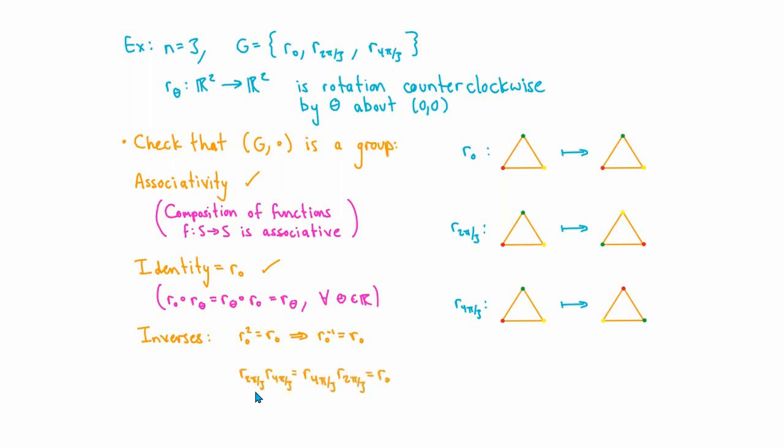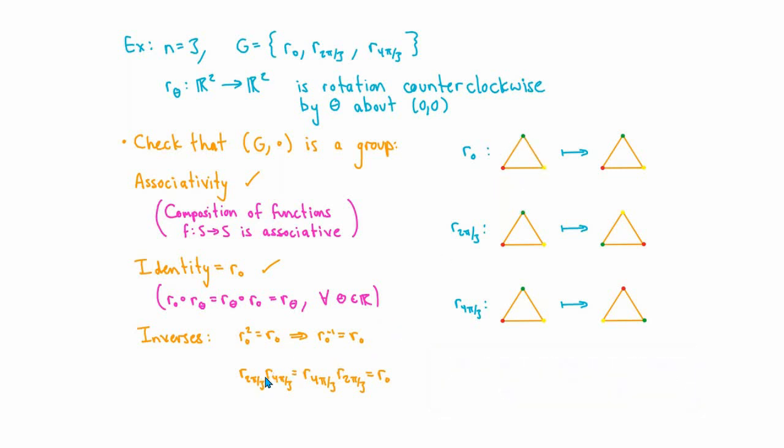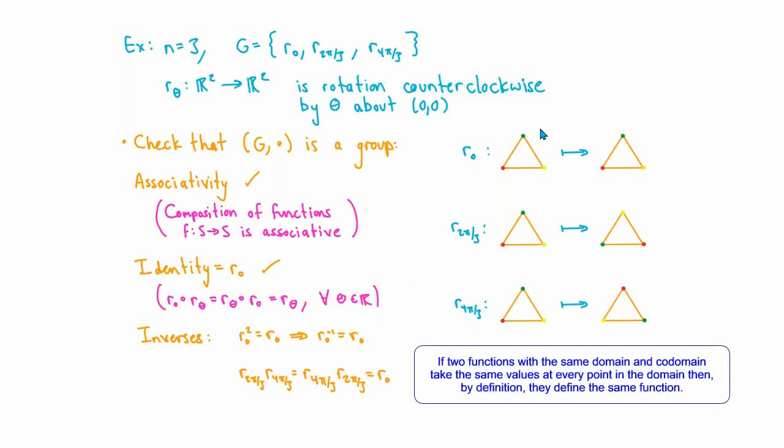Well, if I compose R2π/3 with R4π/3, then, working from the right to the left, I'm rotating by 4π/3 radians and then by 2π/3 radians. And the net effect is that I'm rotating counterclockwise by 2π radians. Well, even though it seems like I did something there, since the composition of these two functions maps every point of R² to the same point, it's the same as the identity map R0.